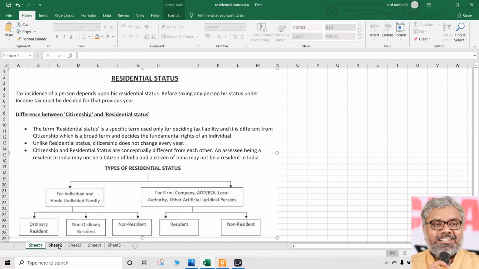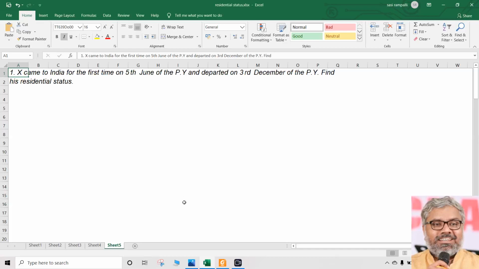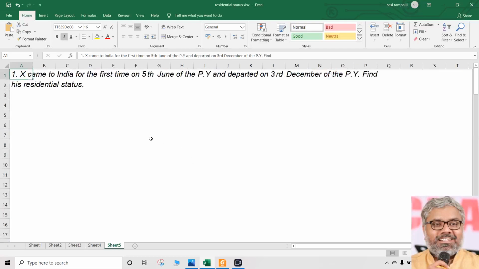These are the various aspects of residential status we discussed, and I gave you a task to be done. I hope all of you have done it, and if you have done it, then you can check your answers with the following solutions. Let us look at the questions one by one and how to answer them. What should be the approach?